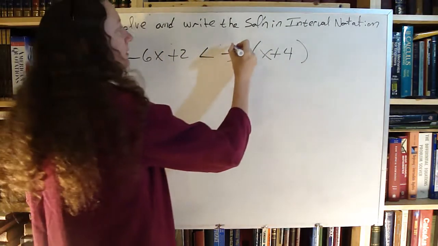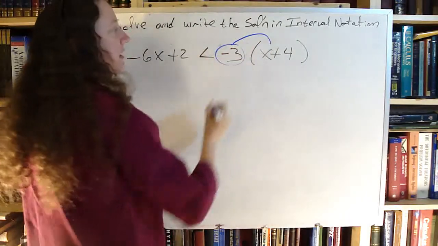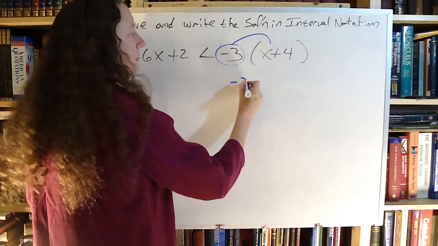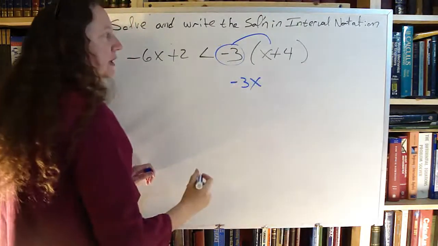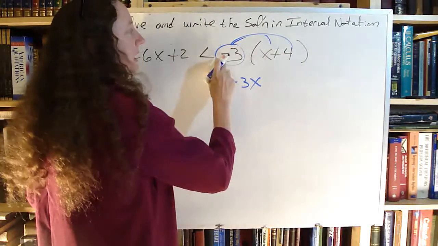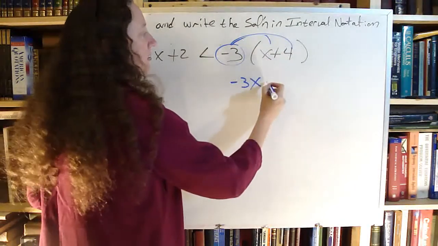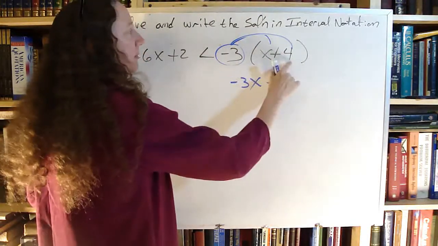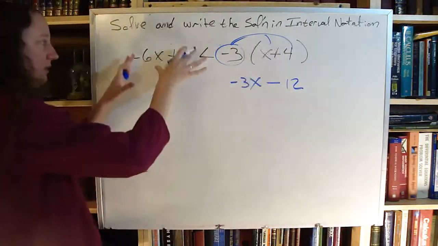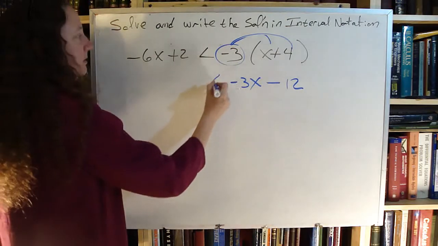I'm taking the negative sign with the 3. So negative 3 times x, negative 3x. Negative 3 times 4, negative times plus, negative 3 times 4, 12. The rest of the problem just gets carried down.